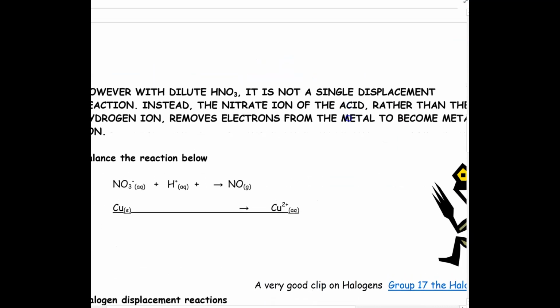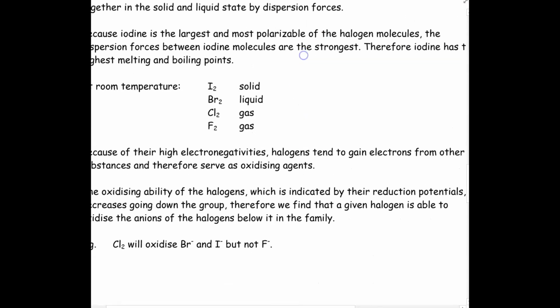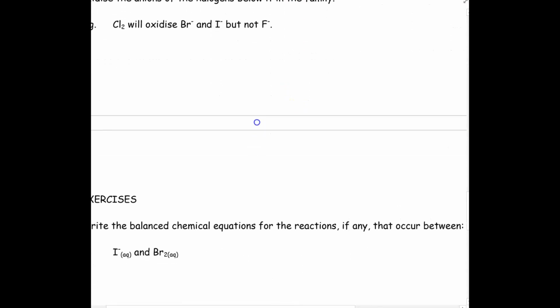Let's try. That's just balancing. Let's try a halogen displacement. Chlorine will oxidize bromide ions and iodide ions, but not fluoride ions. So you have chlorine present in the first one with bromide ions. Now it must have been with something like sodium ions as well. And you've got water. So it came with sodium ions because you can't have bromide ions without a positive ion.